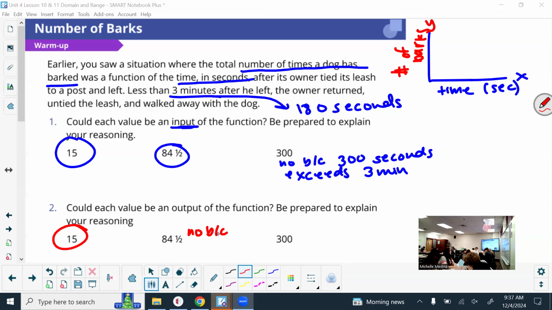Too many barks within the time. What do you guys think? There's 180 seconds. Do you think that within 180 seconds a dog could have barked 84 and a half times? What is wrong with the 84 and a half? It's not that it's too high of a number, it's the fraction of it. So no, because you can't have half a bark.